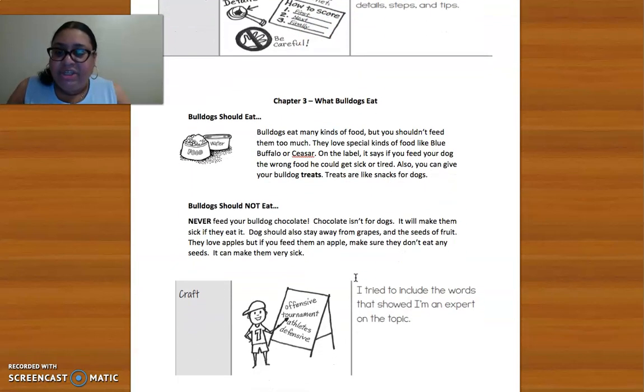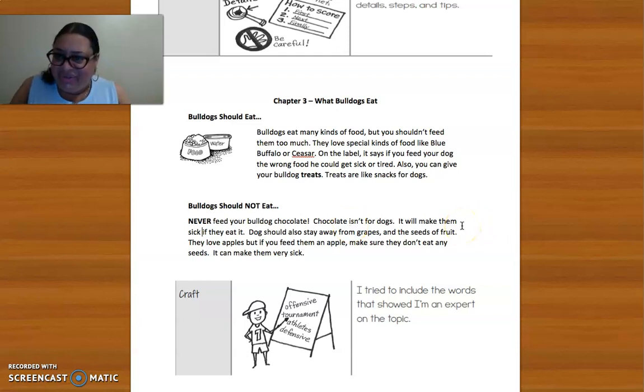So the next thing I want to check for is my craft. And craft, we know, is like if you're using expert words, words that teach more about the topic. I tried to include the words that showed I'm an expert on the topic. Well, I'm not too sure about that. I know in this section I was having a little trouble with expert words, so I want to go back and check my craft in this section. Bulldogs should not eat. Never feed your bulldog chocolate. Chocolate isn't for dogs. It will make them sick if they eat it.